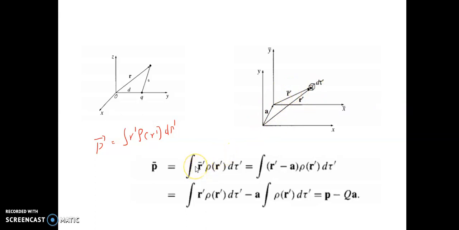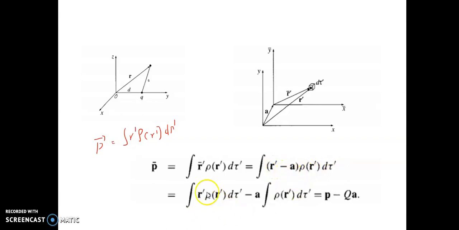So substituting the r bar prime over here, we get integral (r prime minus a) rho of r prime d tau prime. So this is our d tau prime, the volume element. The distance between this d tau prime and the origin in the initial coordinate system was r prime, and in the new coordinate system it is r bar prime. So this barred coordinate system is the new coordinate system. So we have converted this in terms of the initial coordinate system. So p bar is integral (r prime minus a) rho of r prime d tau prime.